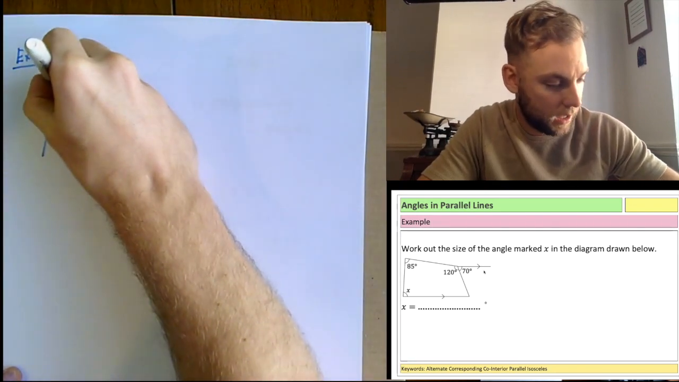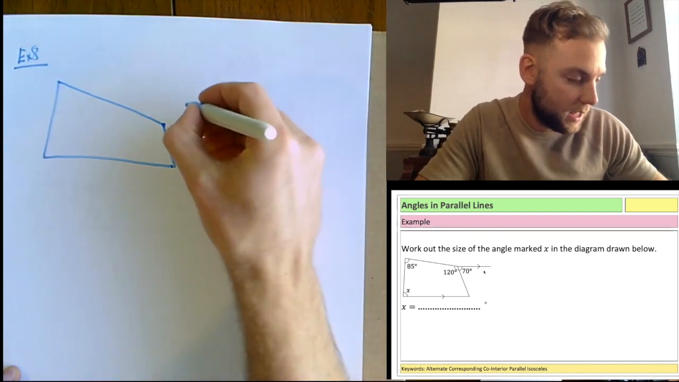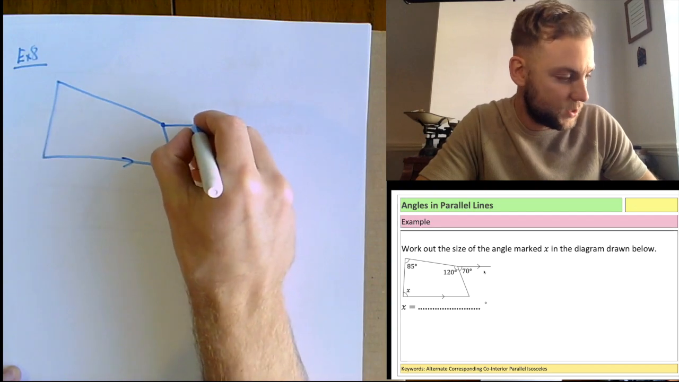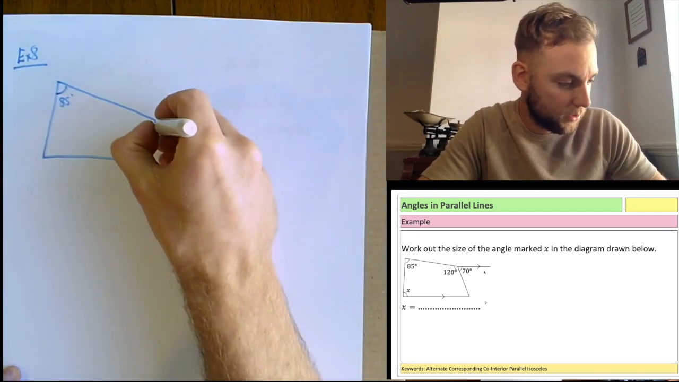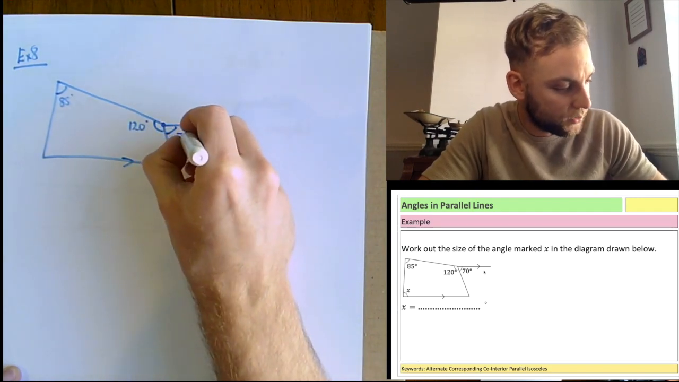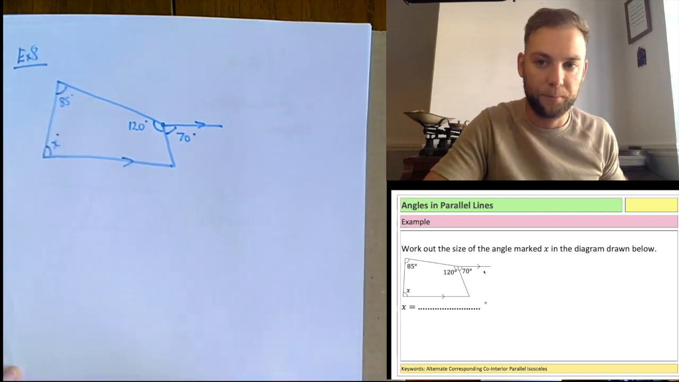So we've got here a quadrilateral, it looks like so. This one here is parallel there. So this one and this one are parallel. I know that this one here is equal to 85. I know that this one here is equal to 120. I know that this is equal to 70. And I'm trying to find X here, like so.